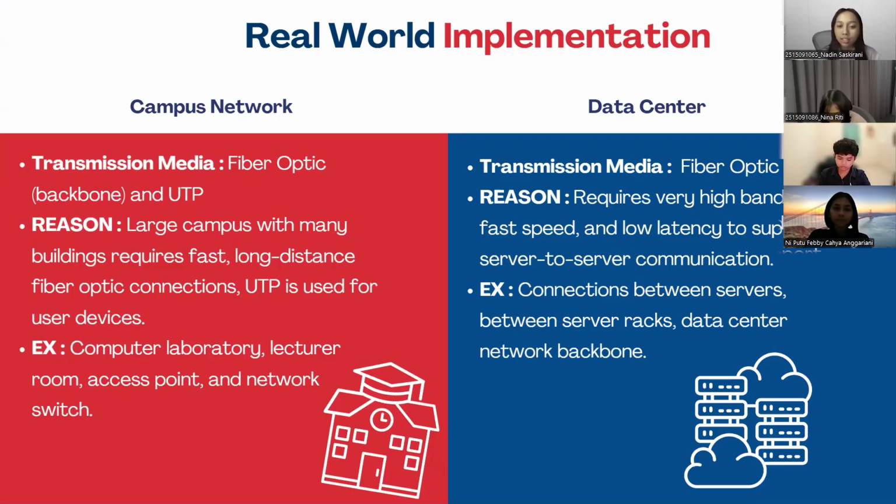And the last is the data center. We use fiber optic for the transmission media because it requires very high bandwidth, fast speed, and low latency to support server-to-server communication. For example, connections between servers, between server racks, and the data center network backbone. Next.